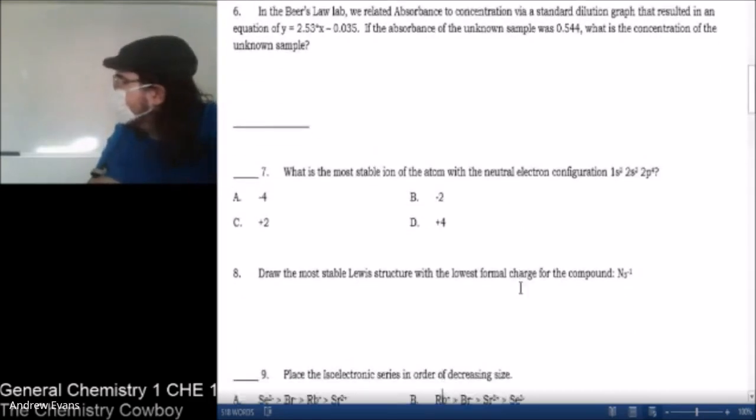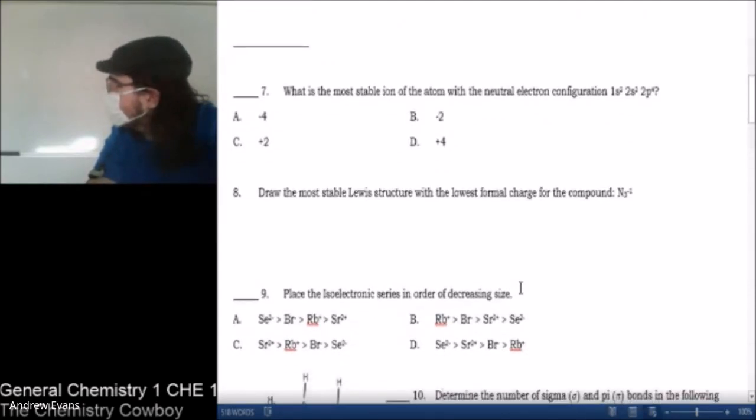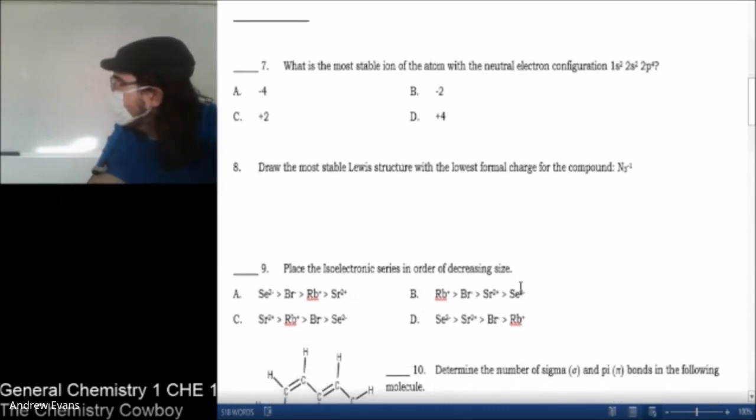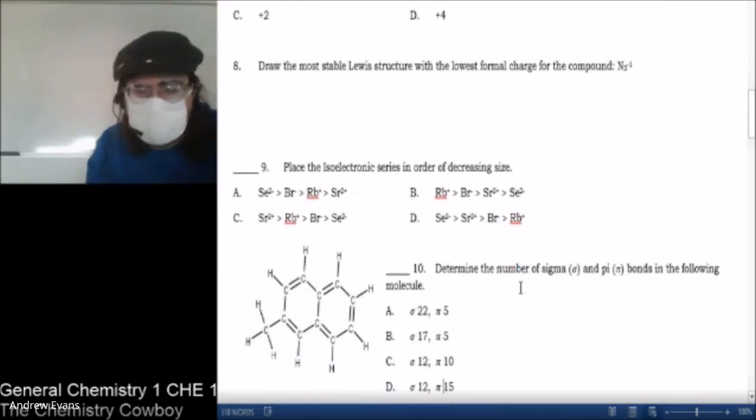We're not going to do a whole lot of these problems. Let's see, number 9. Place these isoelectronic series in order of decreasing size. Decreasing size. So not increasing, but decreasing. But the rule for isoelectronic is simply this.